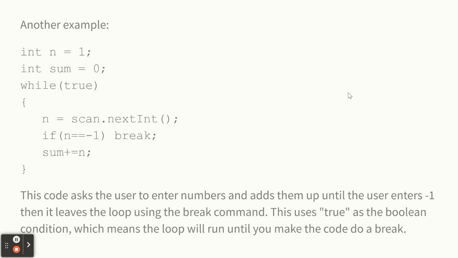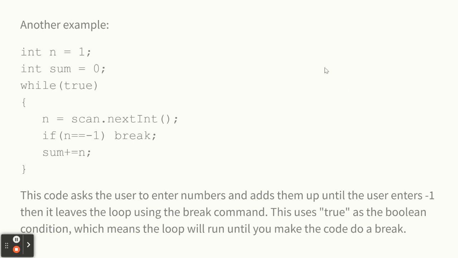Here's another example. Int n equals 1, int sum equals 0, while true. N equals scan.nextInt. If n is not equal to -1, break. If it is equal to -1, break. So this code asks the user to enter numbers that it adds up into a variable called sum. And if the user enters -1, then it breaks.